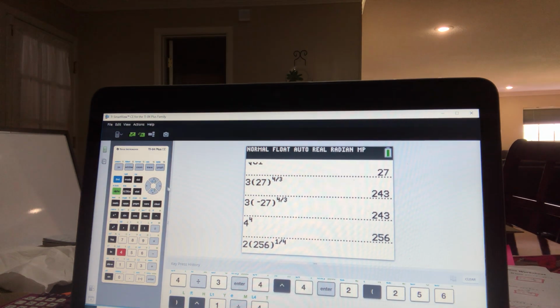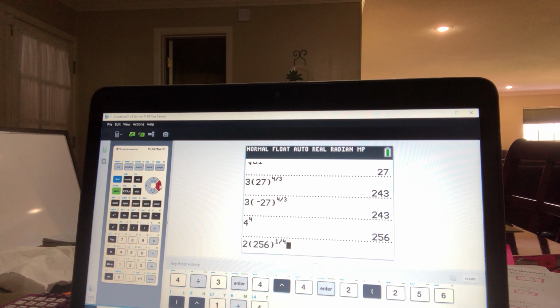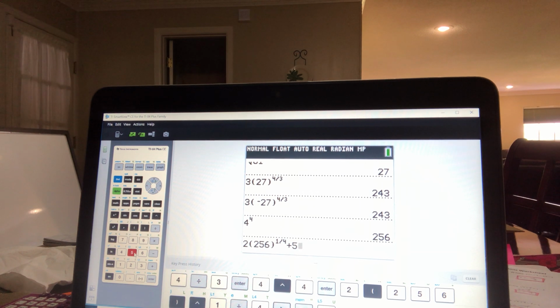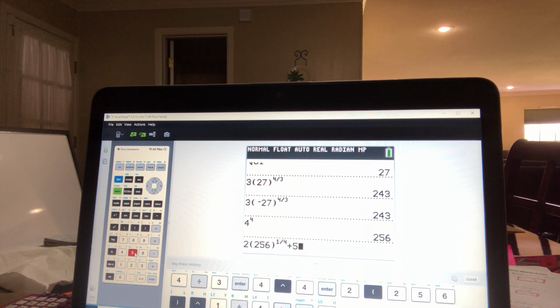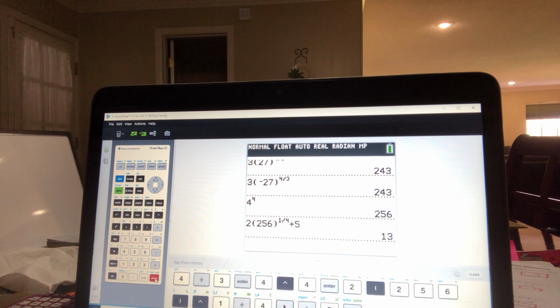I'm going to need to press the right arrow on mine to get it out of the exponent, and then I'll put plus 5. Yes, plus 5, that's right. So some of you that needed to put the exponent in parentheses, you would need to close off the parentheses before you put plus 5. And let's see what we get. It's 13. So yes, that's what we wanted it to be. It's 13. So that means our answer, 256, is good.